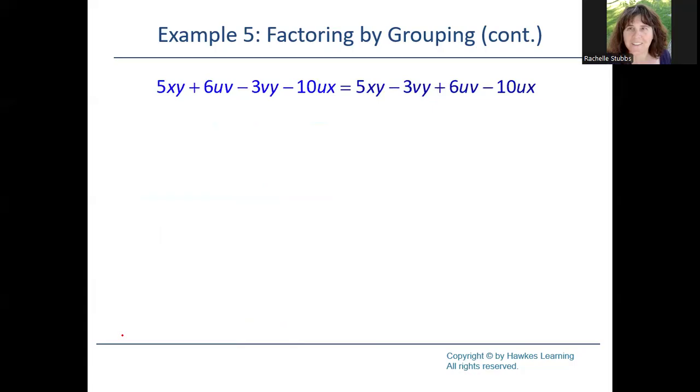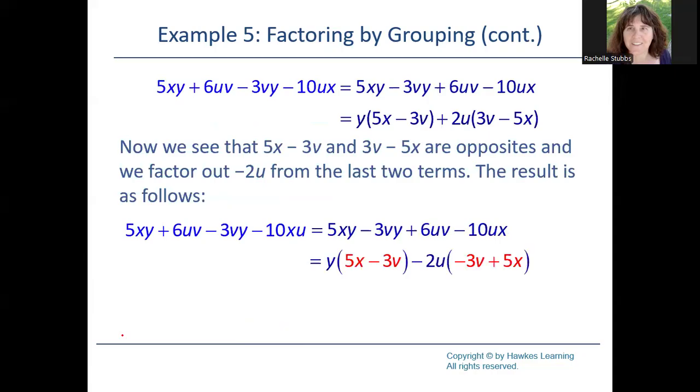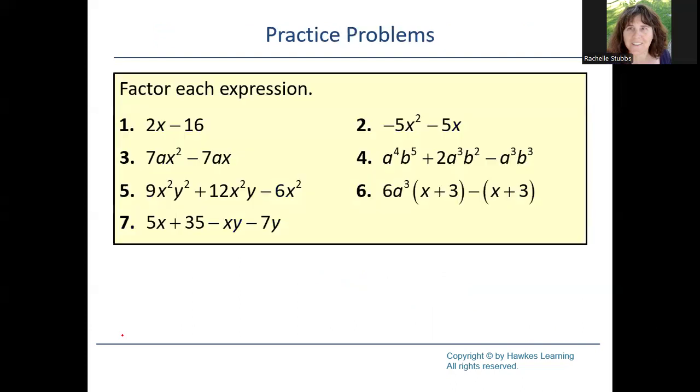So that's what they do. They kind of move things around so that they can do it. And they notice that, oh, I've got to have opposites. So if I factored out a negative 2u instead, it would work. And sure enough, it works. And there we have our answer. So we're going to try this. Pause the video and see what you can come up with.